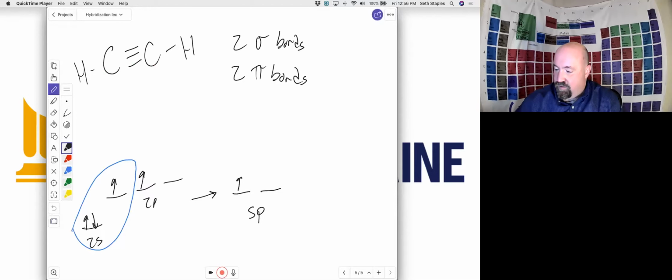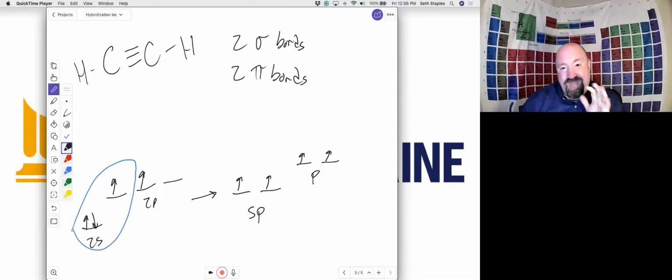2 of the electrons will go there. We still have 2 unhybridized p orbitals that we haven't used. And that's where the 2 different pi bonds will live. Now, I'm not going to draw that one out because that starts to get fairly complicated. But it would look very similar to what I just drew out for ethene.